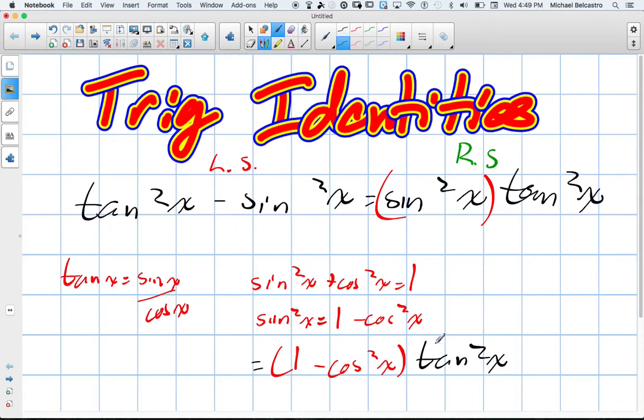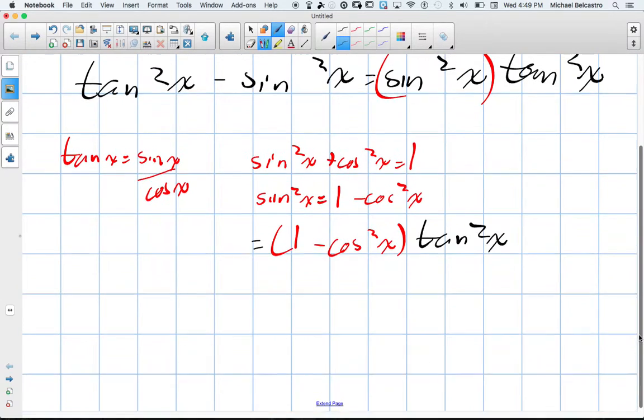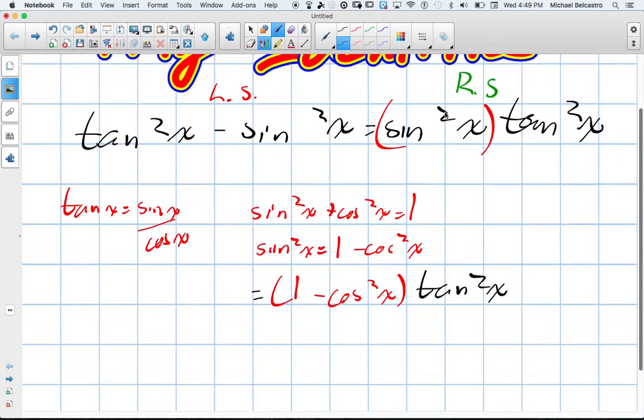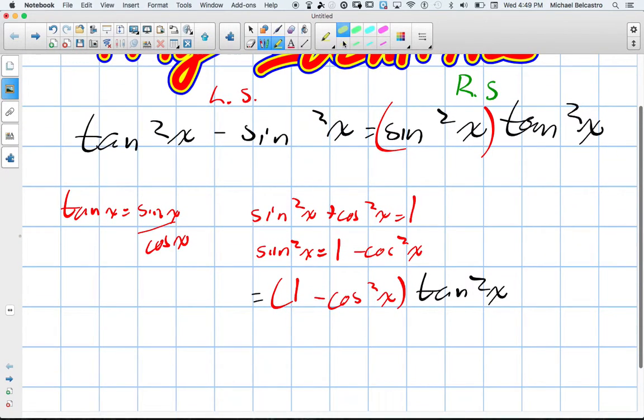From here now, I'm working on just the right side. I replaced just the sine squared x part, so the tan squared x stayed. I replaced just the sine squared x with 1 minus cos squared x.